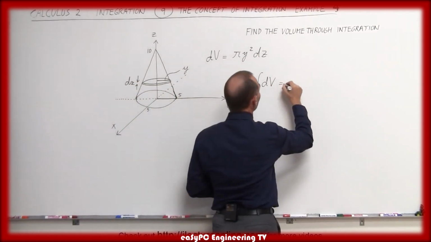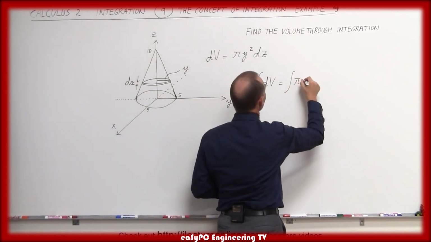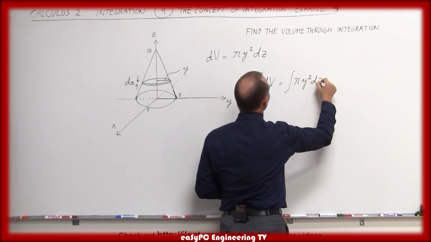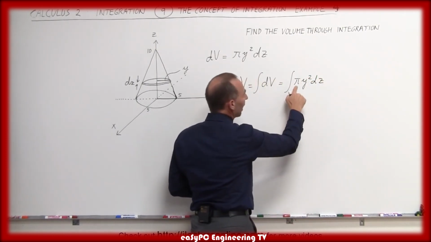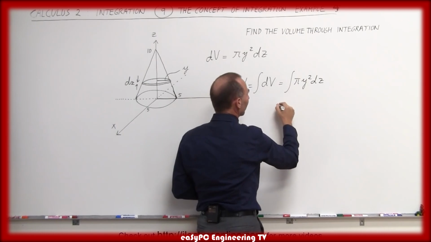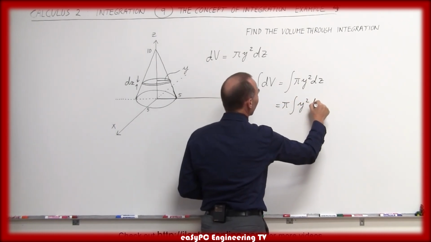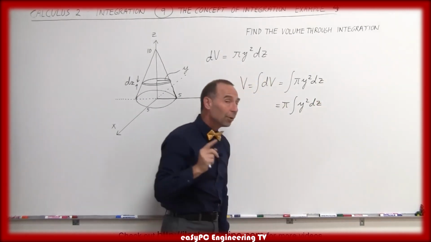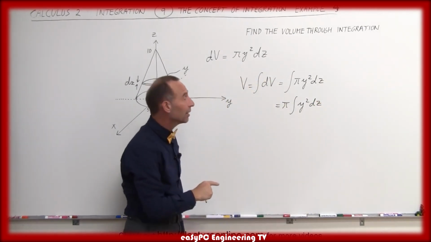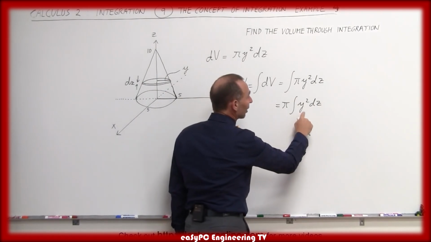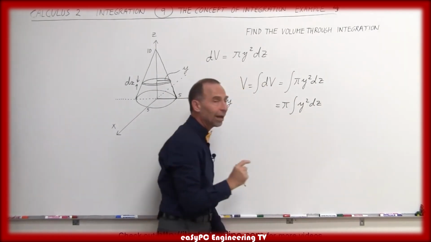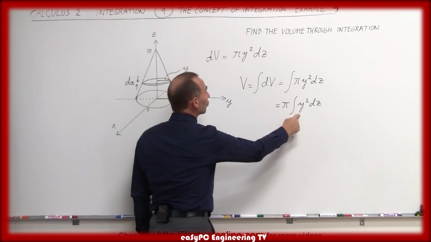That means that V is equal to the integral of pi times y squared times dz. Now, since pi is a constant, it can come outside the integral sign, so this is equal to pi times the integral of y squared times dz. Now we have one problem here. We cannot yet integrate this because the variable y is not the same as the variable z. So we have to find a way to express y in terms of z.